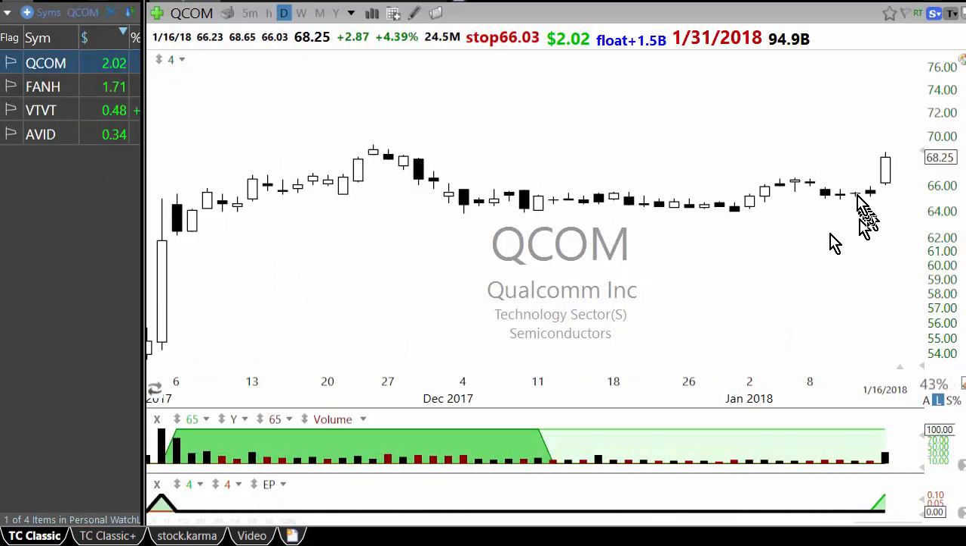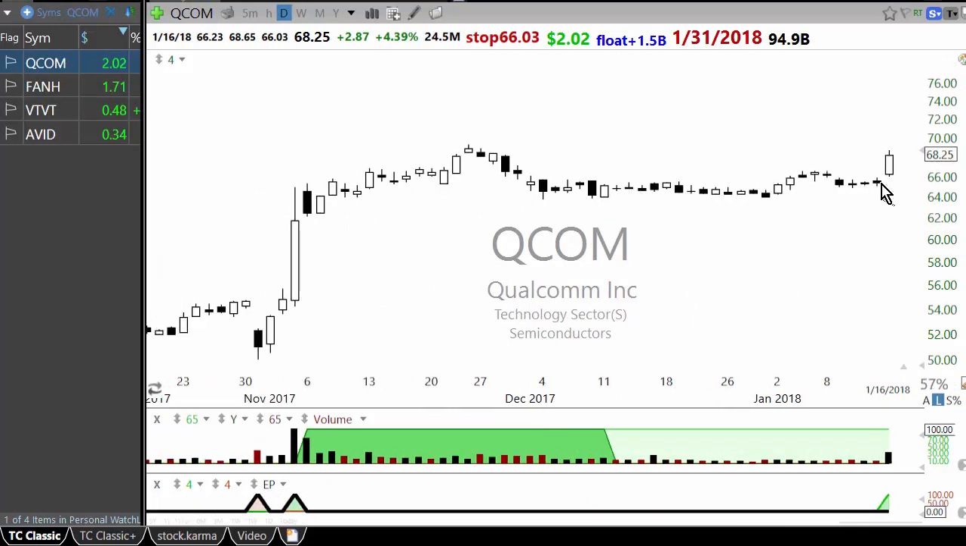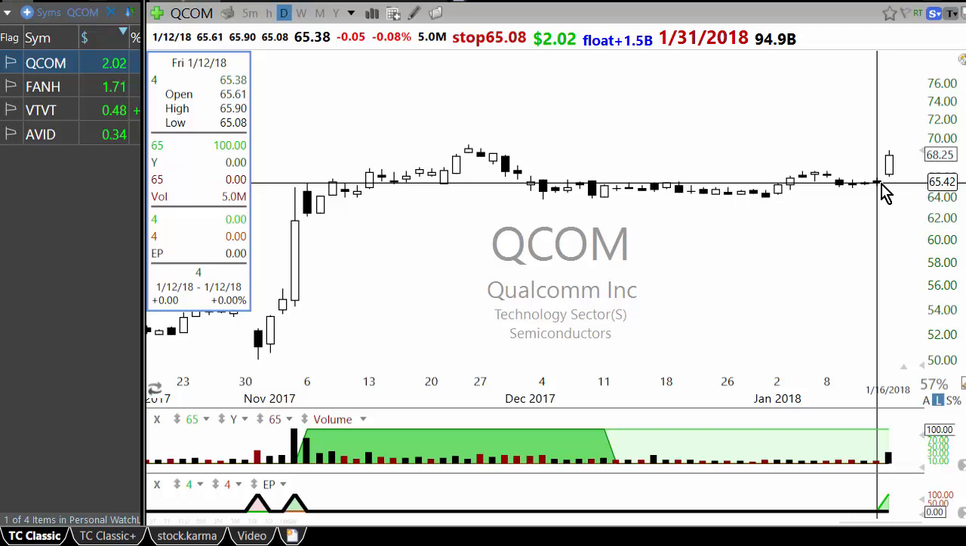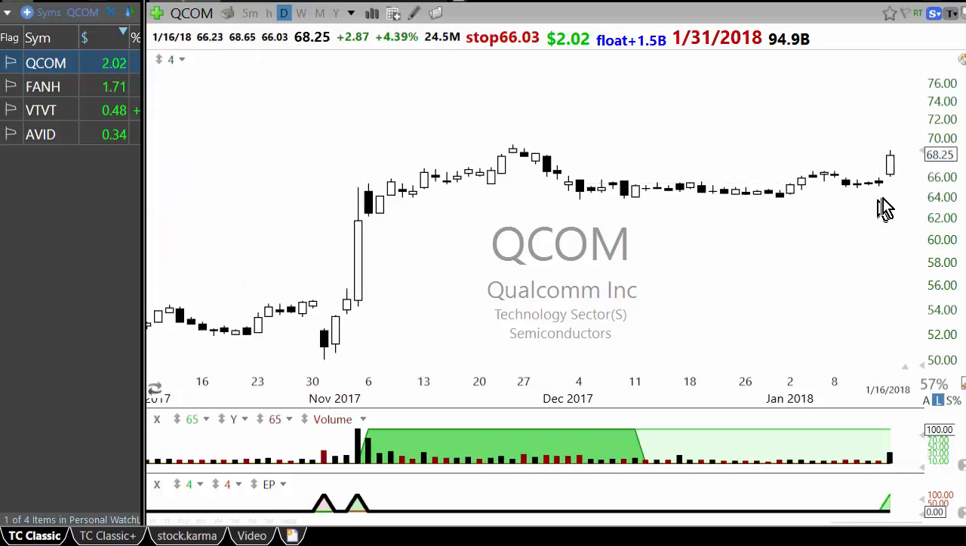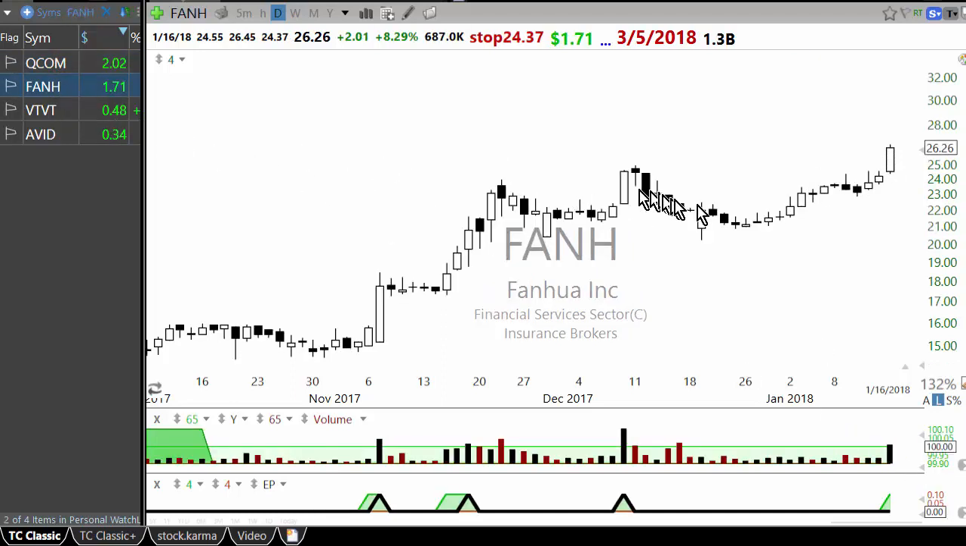So does it meet the condition? See, a series of narrow range days. This is a base of many days. Yesterday was like a 0.08, so that was not a major negative day or a positive day. Breaking out, closes near the high, volume is also high. That's a good setup.